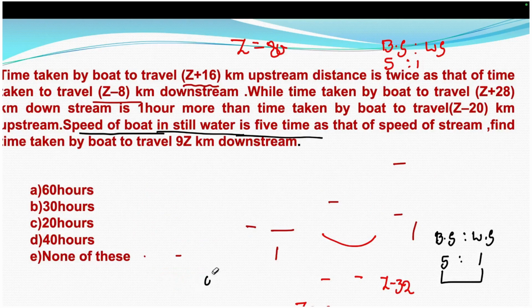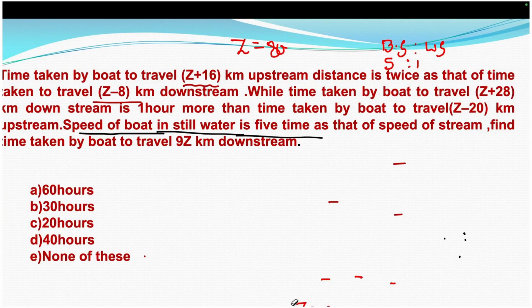Now what's the question they are asking? That we are concentrating on now. What question are they asking? Now the question starts.